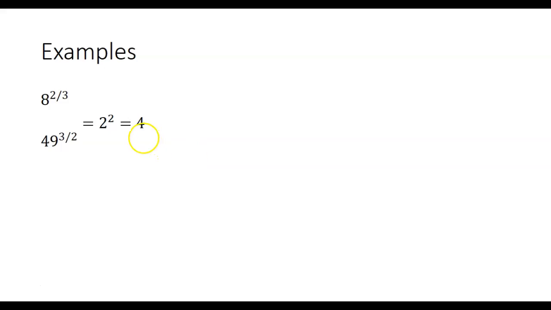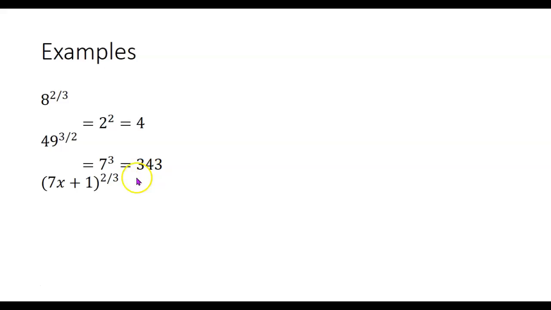49 to the 3/2 power. So the number on the bottom of that fractional exponent tells you what kind of root to take, the square root of 49. And then the square root of 49 is 7, then we take 7 to the 3rd power. The number on the top of the fractional exponent tells you what power to raise that to. And once we've taken the square root of 49 and gotten 7, 7 to the 3rd power gives us 343.